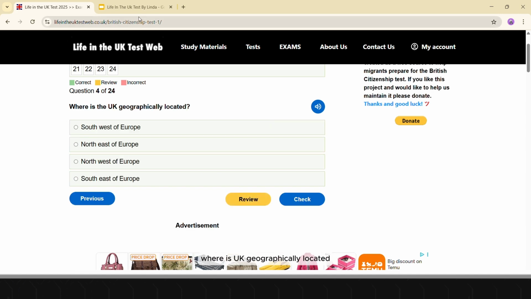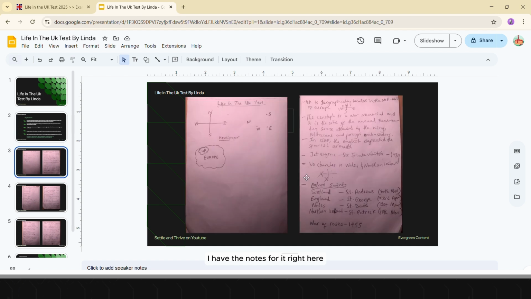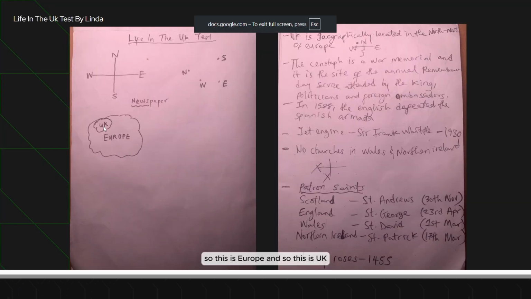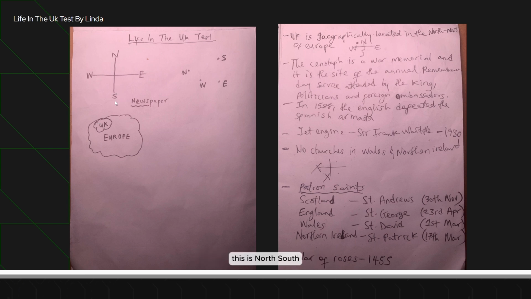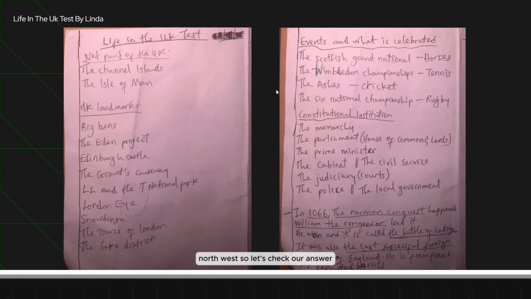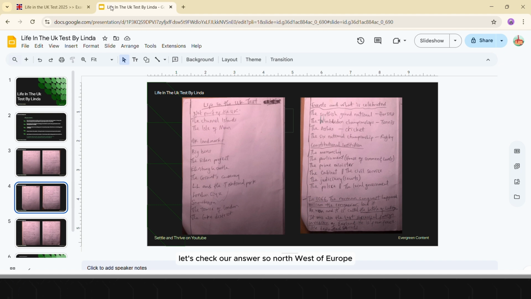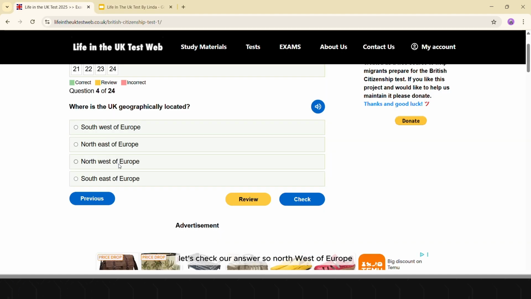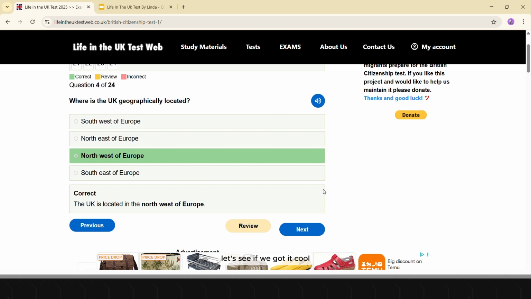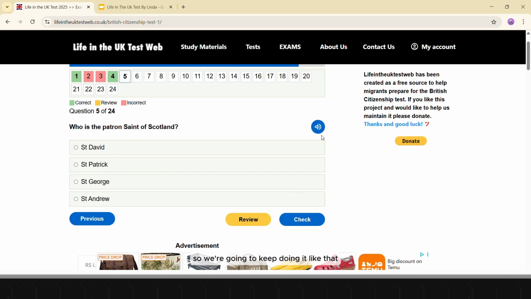Where is the UK geographically located? I have the notes for it right here. So this is Europe, and this is the UK. Just put it in your mind like it's up here. This is north, south, east, west. An easy way for you to memorize this is NEWS, as in news. So north is around here, northwest. So let's check our answer. Northwest of Europe. Let's see if we got it. Cool, the UK is in the northwest. So we're going to keep doing it like that.